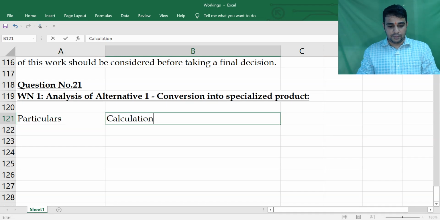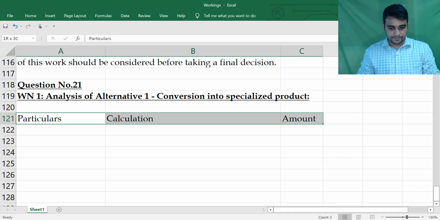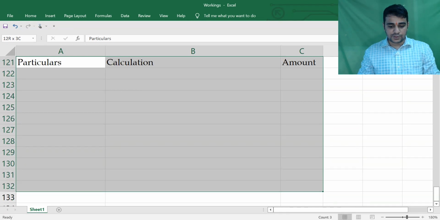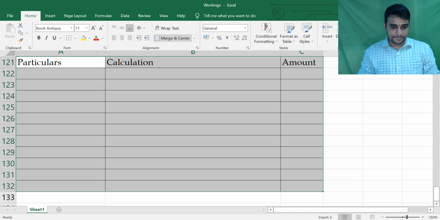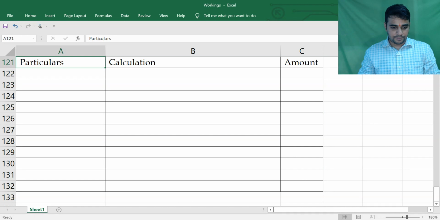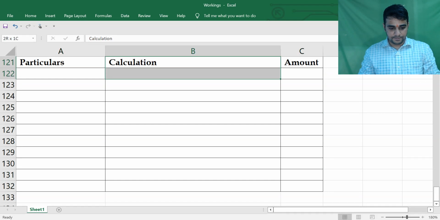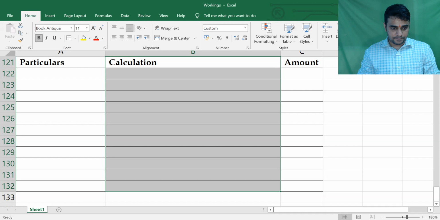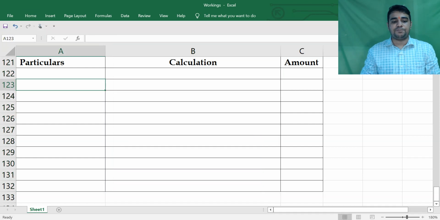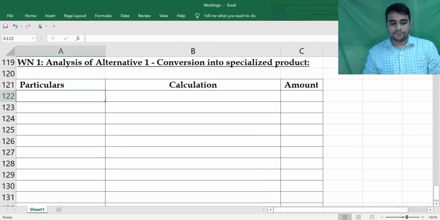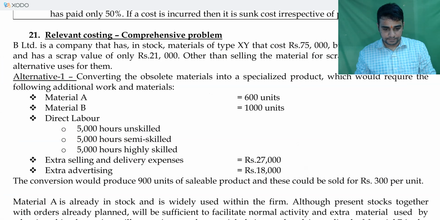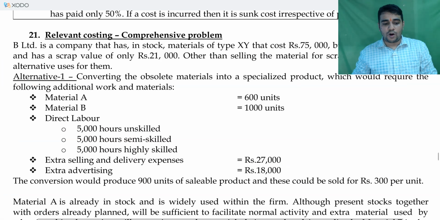Particulars, calculation, amount. Converting the obsolete material into a specialized product. That's the first option I have.